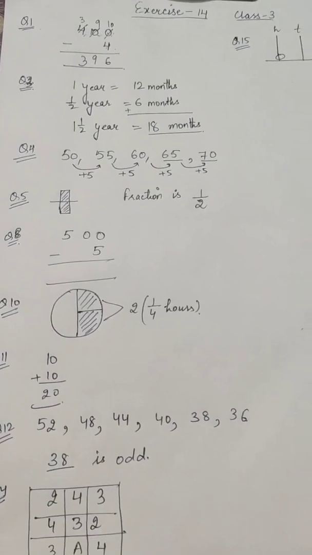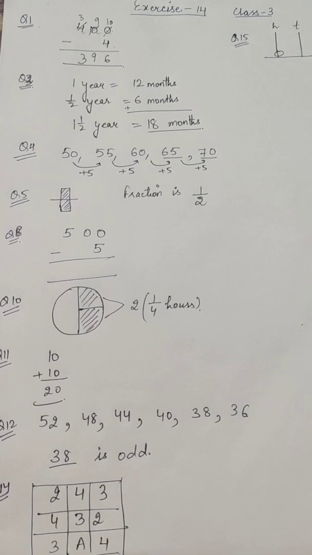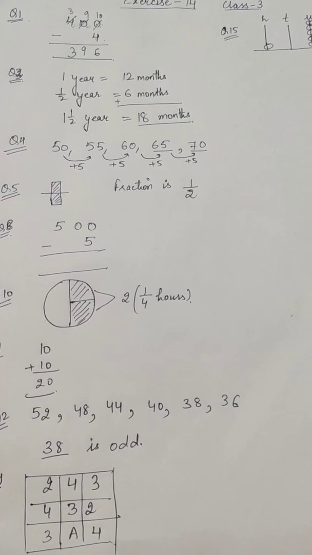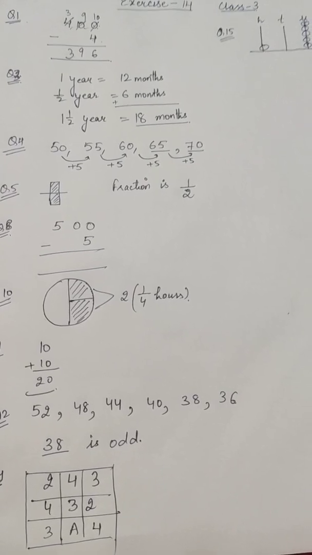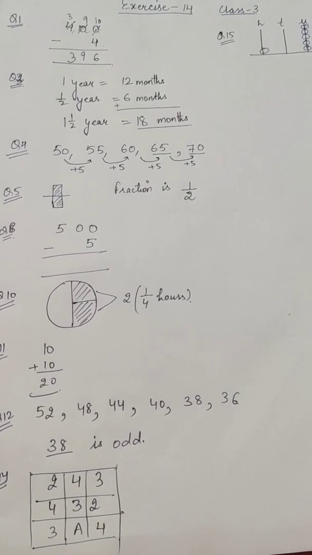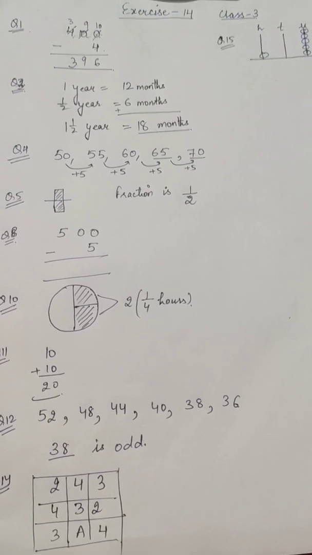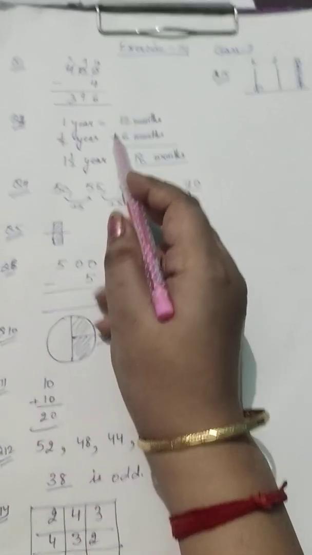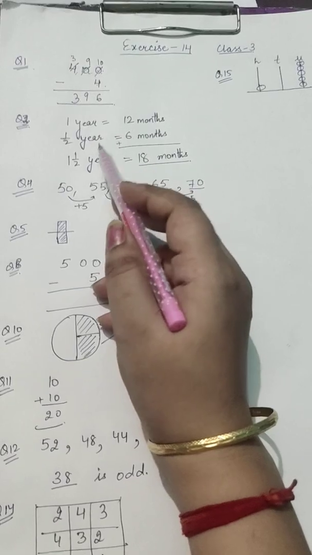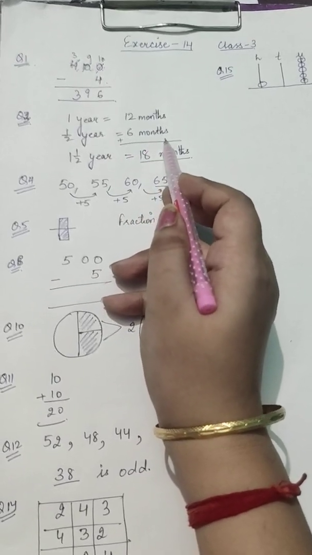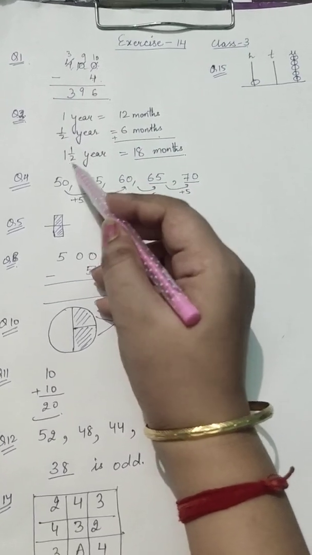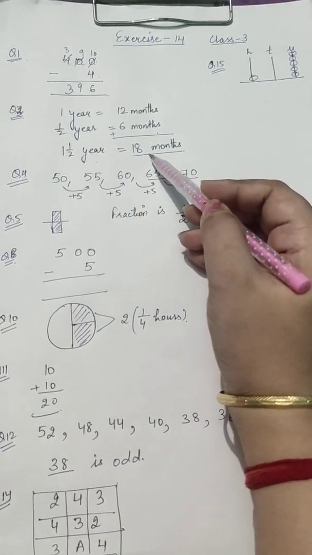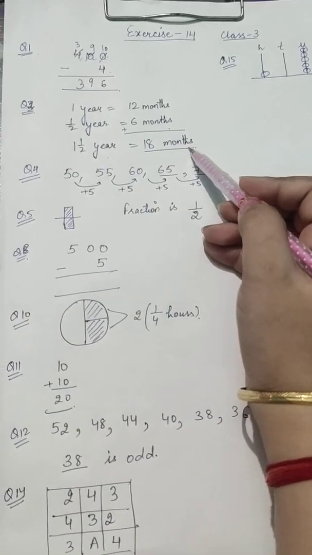Next question is here, what is the sum of 6, 15 and 9? You have to add all these three numbers, that you can do by yourself. Then next is here, how many months are there in 1.5 year? So all of you might be knowing that 1 year equals 12 months and half year equals 6 months. So 1.5 will be equal to 12 plus 6, that comes out to be 18 months.